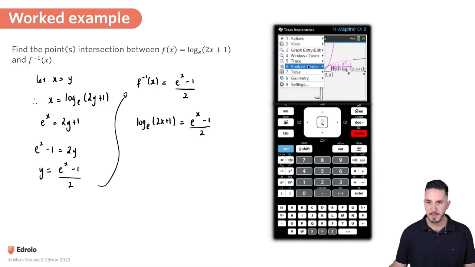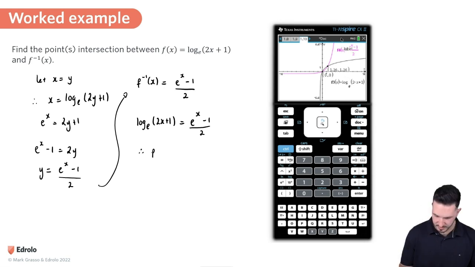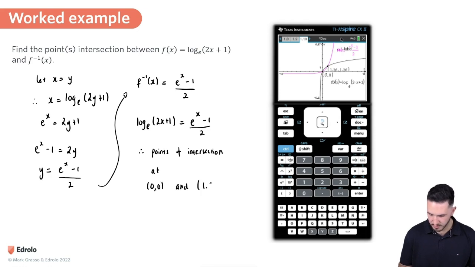So we're going to go menu, analyze graph, intersection. And we're going to do that second point up there. And in fact, the second solution is 1.26. So x equals 0 and x equals 1.26. And their corresponding y values are y equals 0 and y equals 1.26. The points of intersection at 0, 0 and 1.26, 1.26.